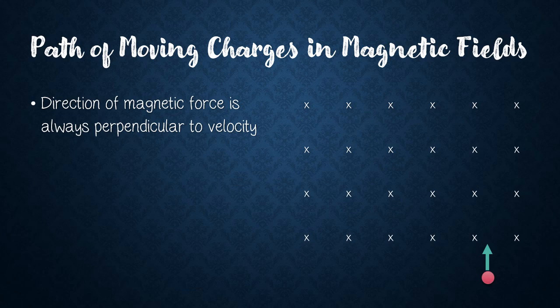The last thing I wanted to talk about in this video is the path that a moving charge will take in a magnetic field. Because of the equation containing the cross product for magnetic force, the magnetic force must always be perpendicular to the velocity. Also, that magnetic force must always be perpendicular to the magnetic field. That's what the cross product does. It gives us a vector that's perpendicular to the two vectors we are crossing. There are a few things that result from that.